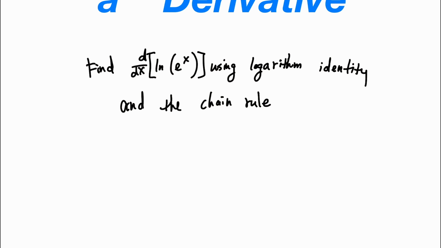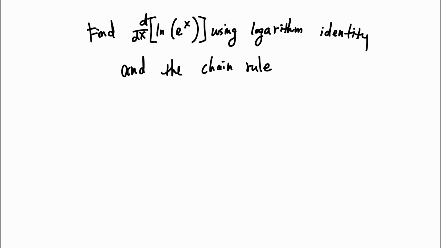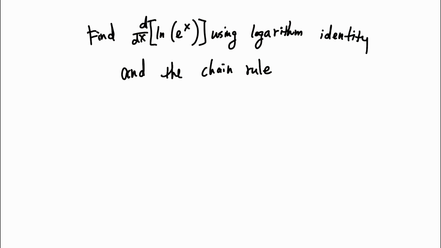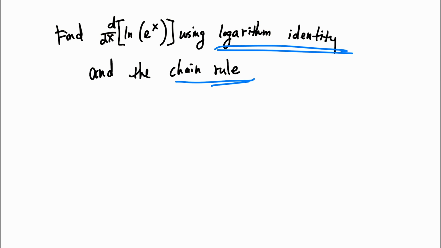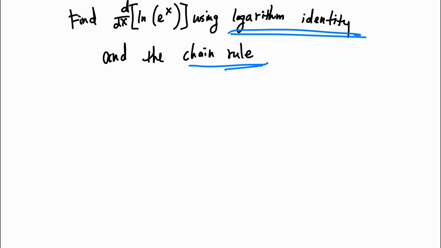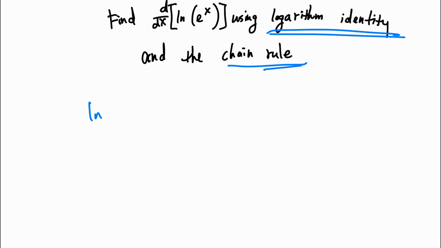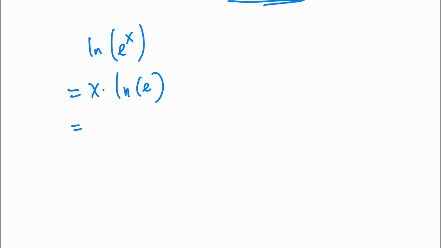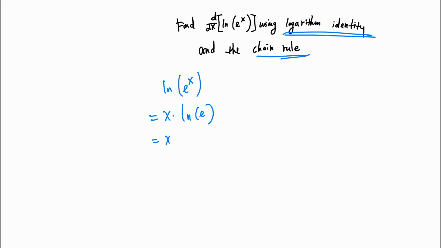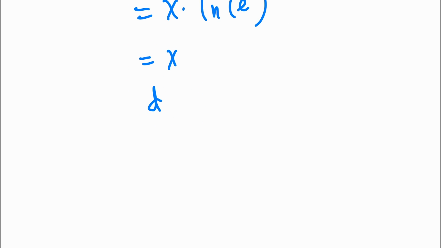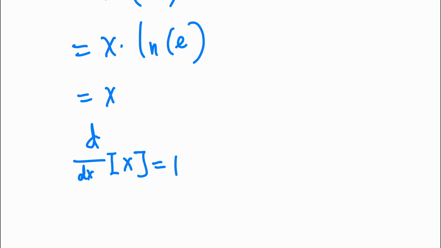So what we have over here is to find the derivative of this thing using both the logarithm identity and the chain rule. Obviously it is very easy to do with the logarithm identity, so we can manipulate this as x times the ln of e. Well, ln of e is just equal to 1, so that's just equal to x. And if we take the derivative of that, we simply get 1.